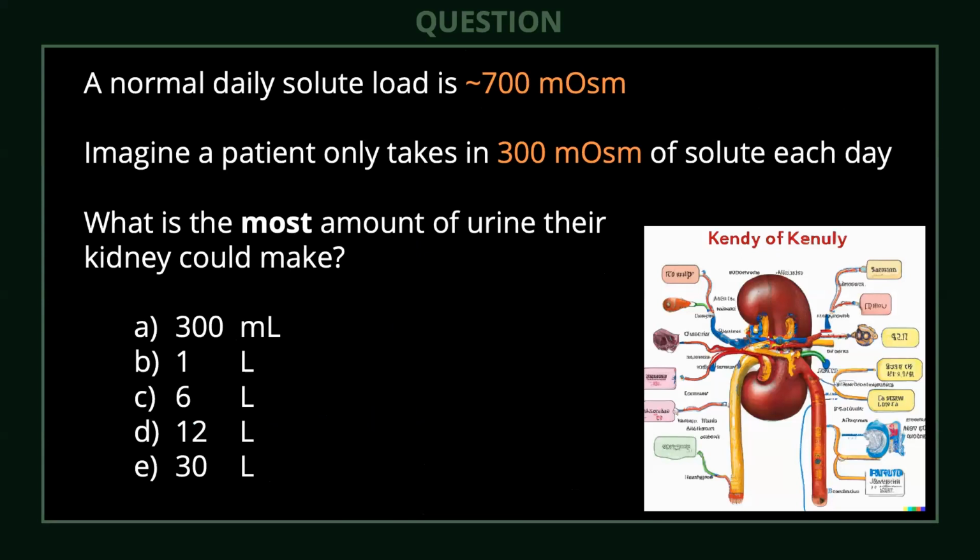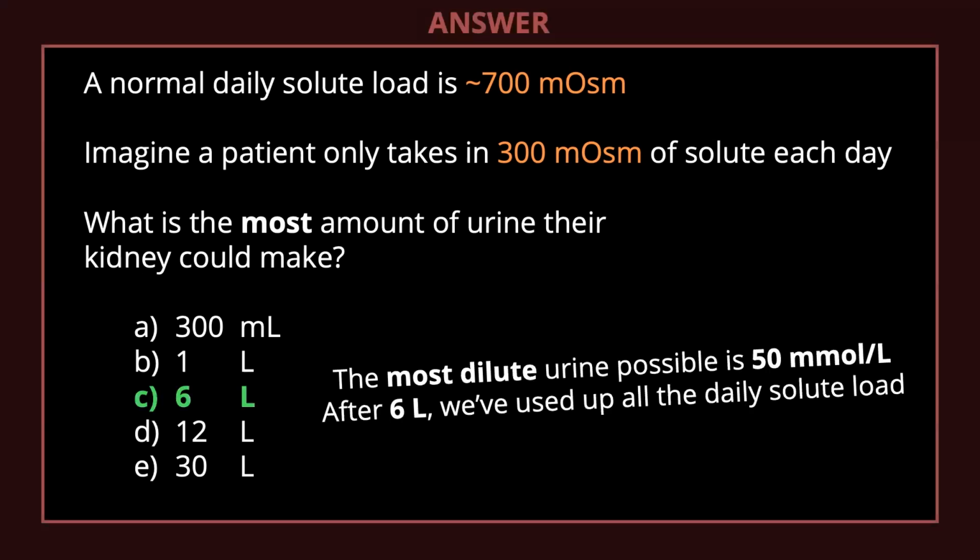So I'll let you know a normal daily solute load is about 700 milliosmoles. It's typically about 10 milliosmoles per kilogram, in the canonical 70 kilogram adult. But what I want you to imagine is if you had a patient who's taken in only 300 milliosmoles of solute every day. Question is, what's the most amount of urine their kidneys could possibly make? Is it 300 milliliters? Is it 1 liter? Is it 6 liters? Pick an answer. And I can tell you the answer is 6 liters.